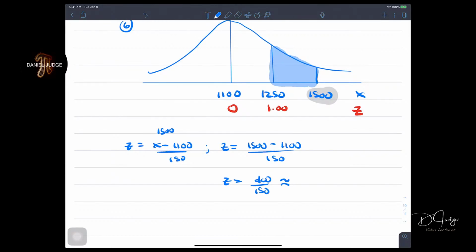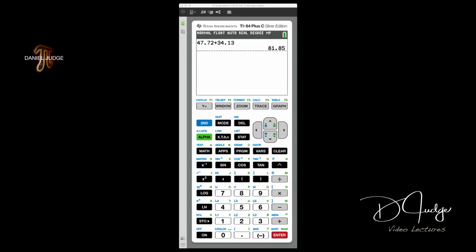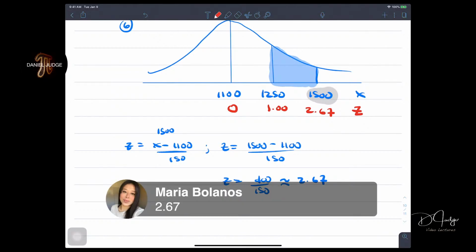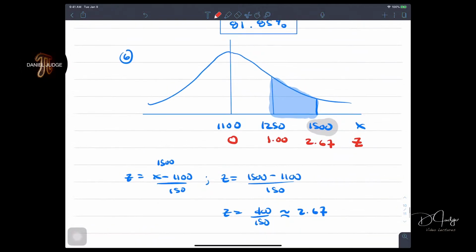Let's find the TI. 400 divided by 150. Go out to the nearest hundredths. That's 2.67. To the nearest hundredths. 2.67. All right. Yeah, Maria got that same Z value here. Okay, good. And let's do this.